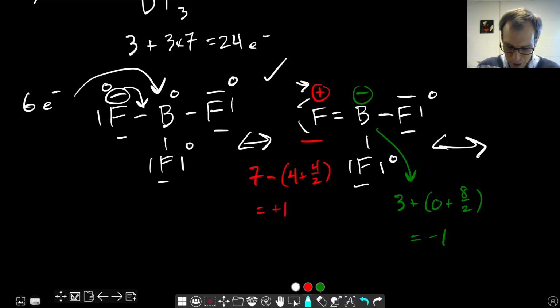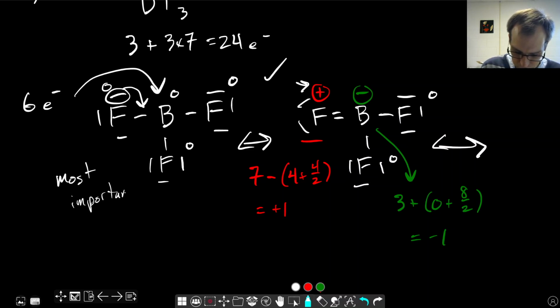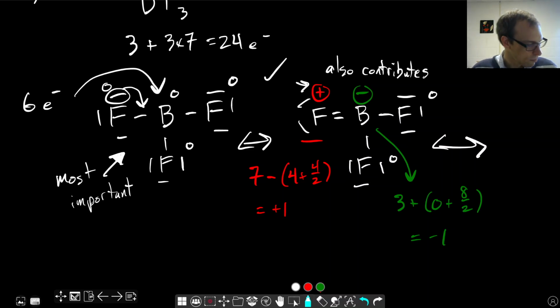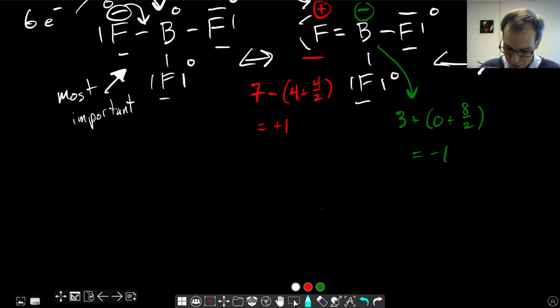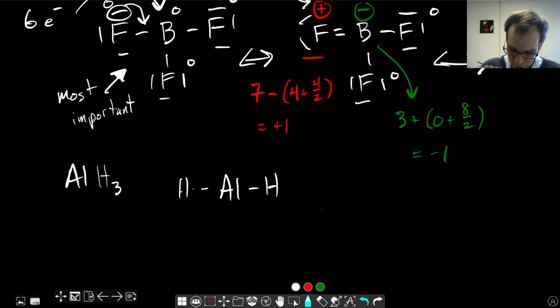All right, so this is the most important. This version with the less than octet structure, because we've minimized the formal charges, but this version also contributes as well. Okay, so some other examples of molecules that will have less than octet structures. Again, these are going to involve those elements that I talked about that you can practice with, is something like aluminum trihydride, AlH3. This is going to have a structure like this, and that's all the electrons we have.